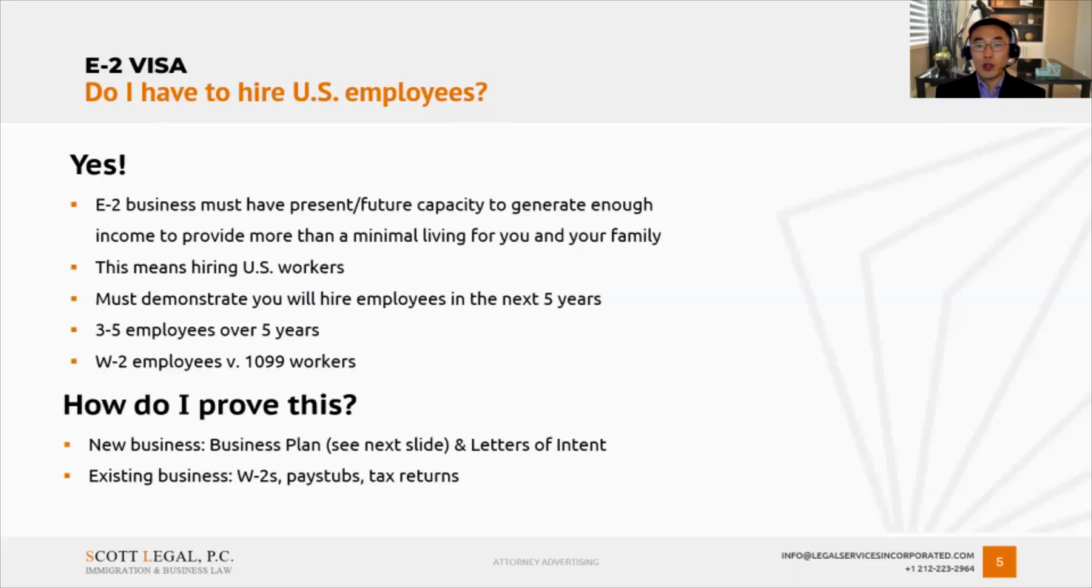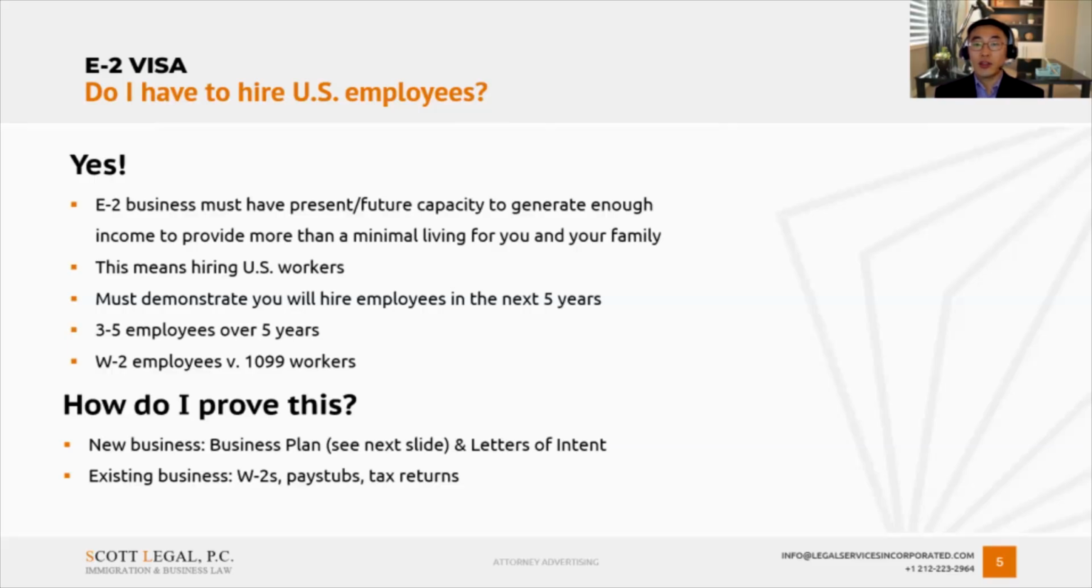We generally recommend that your business plan shows that you are going to hire at least 4 or 5 full-time employees within 5 years. You could even hire an employee before you apply for the E2 visa application. We would actually recommend it, and it would strengthen your E2 visa case.